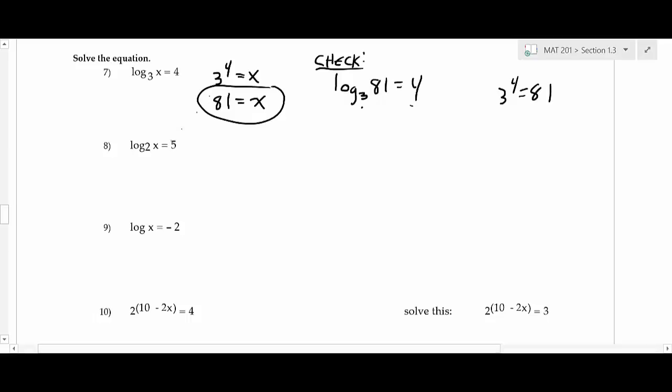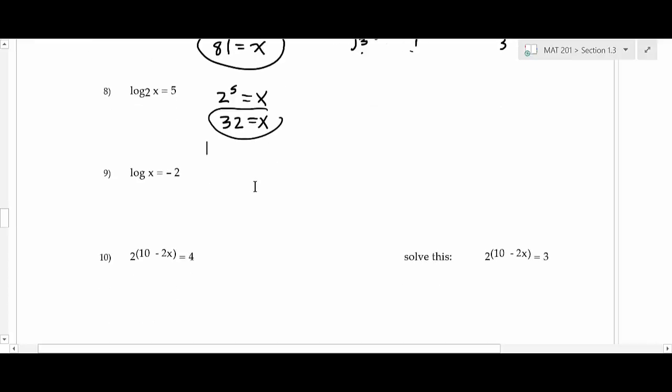Tell me on number 8, how do you write that in exponential form? 2 to the 5th equals x. Good, same idea. When you work out 2 to the 5th, you'd get 32 if you multiplied 2 out 5 times. So that answer would be 32. There's a key thing on this one that I want to ask you: notice that there's no base there. How come?